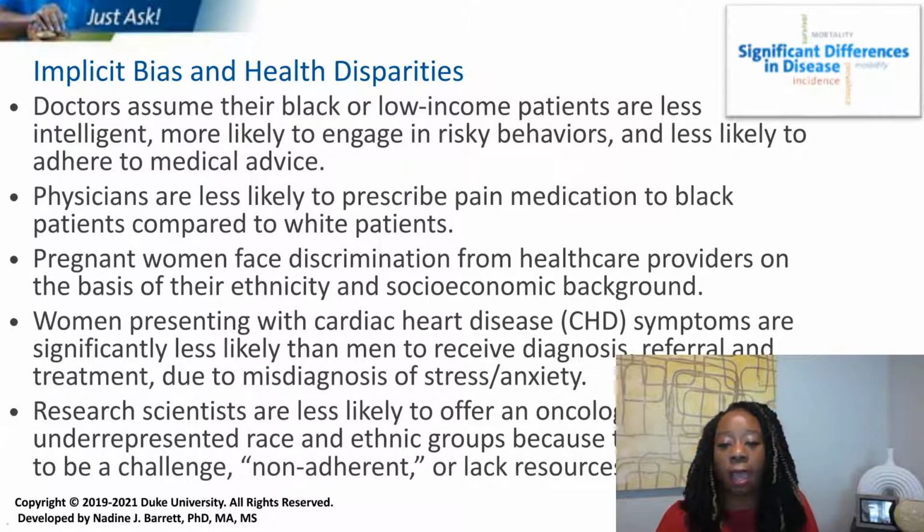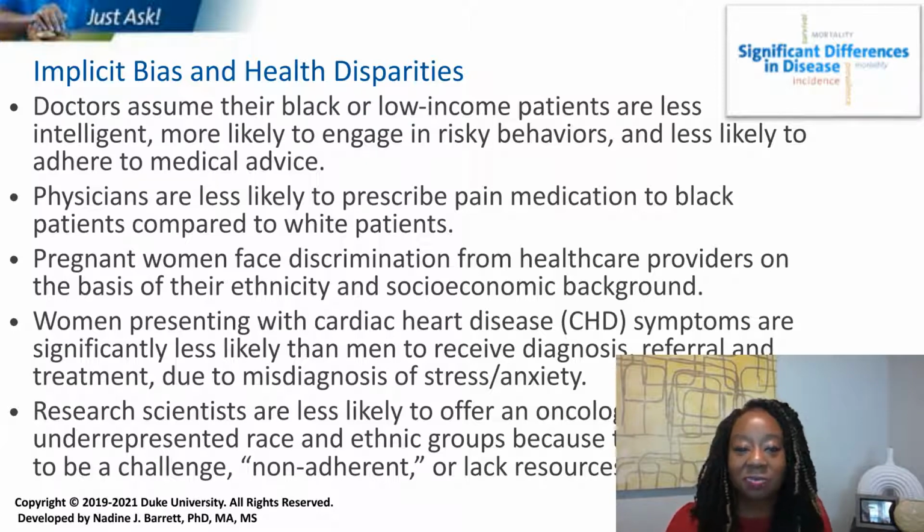And that plays in part into why, although men may have heart attacks more than women, women are more likely to die from a heart attack compared to a man. Again, that's not the only reason, but that certainly plays into that.